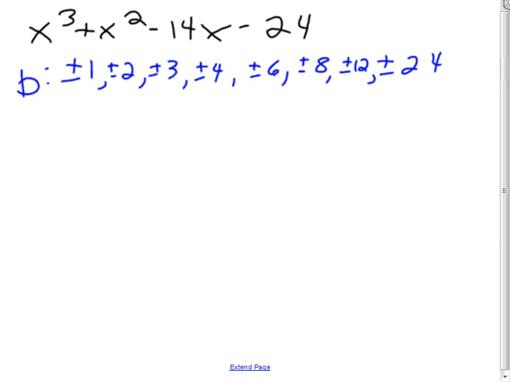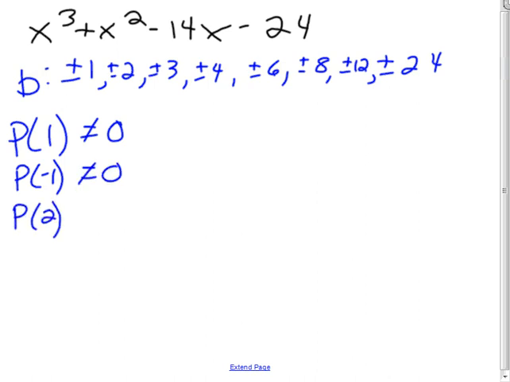So now I have to figure out which one gives me a 0. I'm going to start with the smallest numbers just so I can do this without having to go to my calculator. Save as much time as possible. So I'm going to check p of 1. Does that equal 0? No. P of negative 1. So negative 1 plus 1 plus 14. Nope. I'm going to try 2. Now I might have to start plugging things in. Now I know when I plug in 2, it's not too bad of a number.